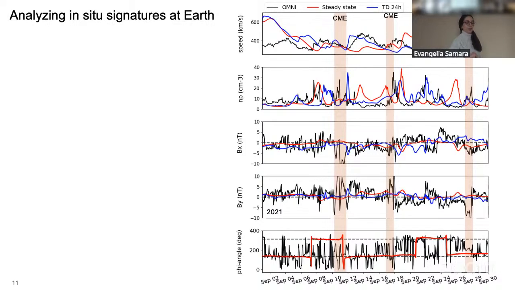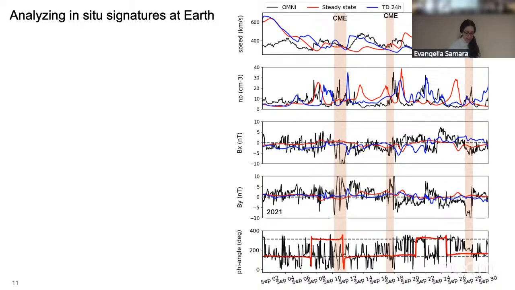Okay, I said so many things about the time-dependent approach, but do you believe me? And eventually, do we really get better results when we are predicting the solar wind conditions in the heliosphere? The answer comes first from a number of comparisons between time series from observations and modeling output.